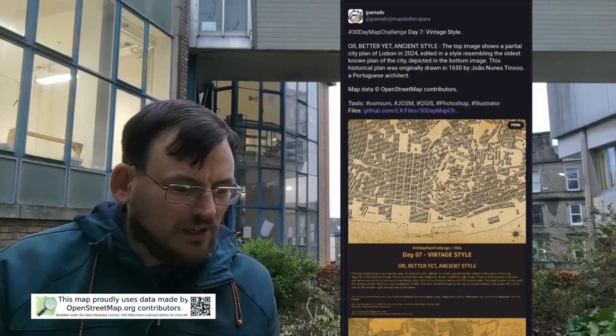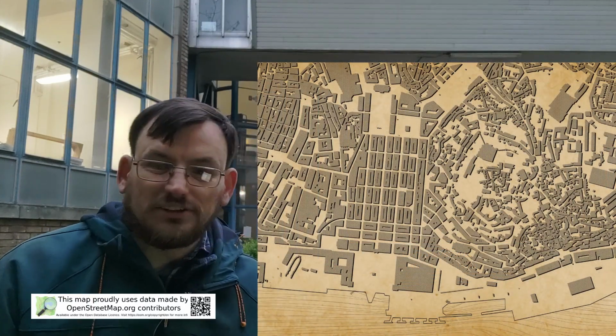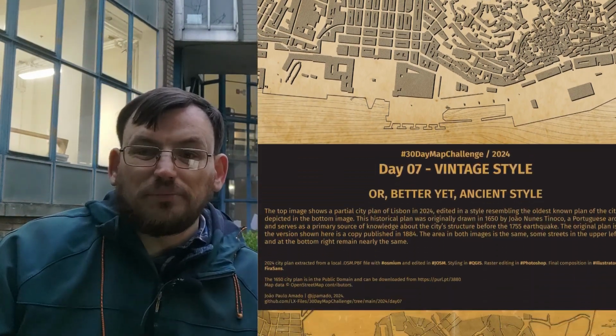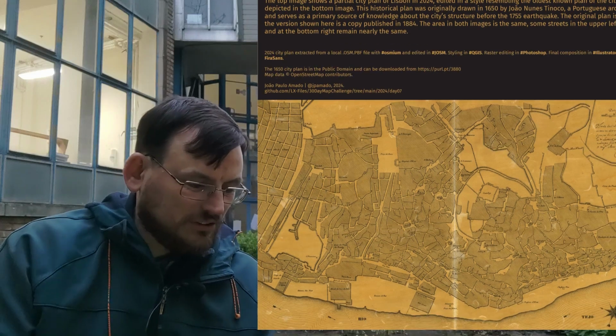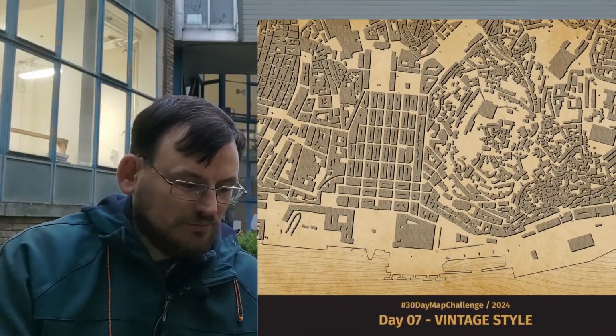Then Gipamando went even earlier, into the 17th century. That kind of blurry fuzziness, he actually showed later the map that he was inspired by, and it's a bit tricky to tell the difference, but yeah, a very ancient map.